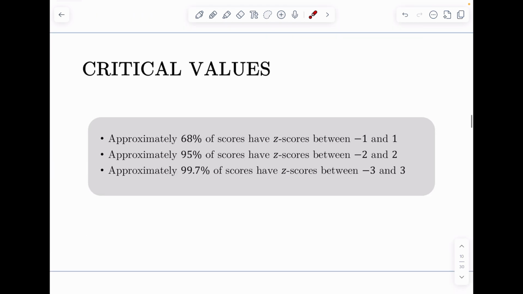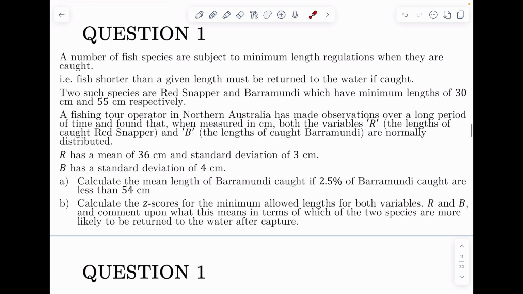Okay, and we saw this earlier. This is just a summary. When we're between 1 standard deviation, we have this much probability. Between 2, we have this much. Between 3, we have this much.